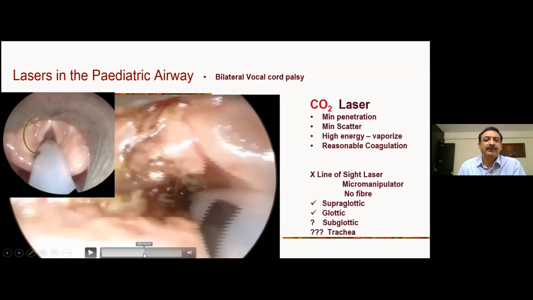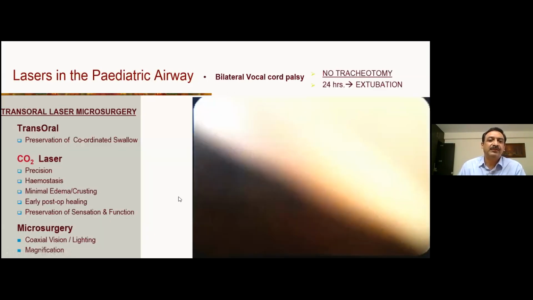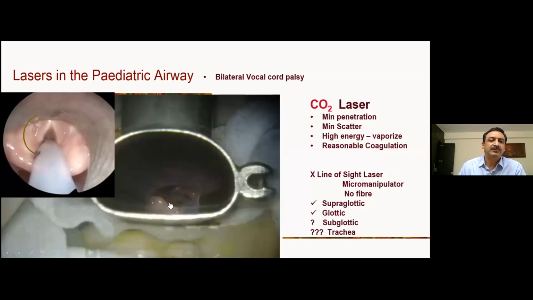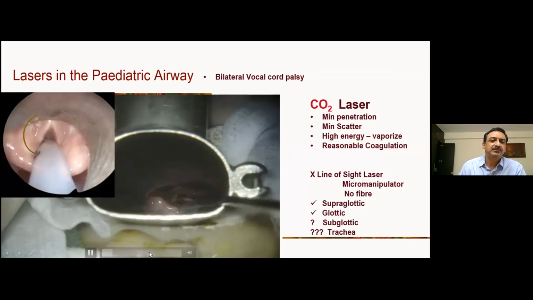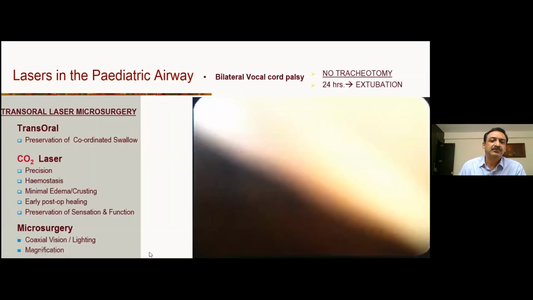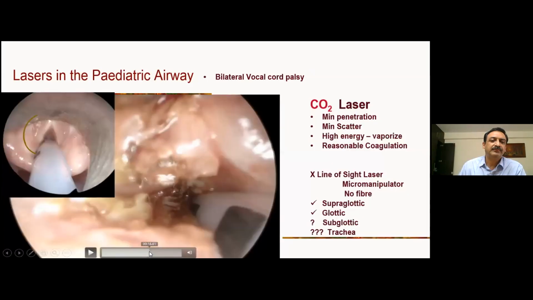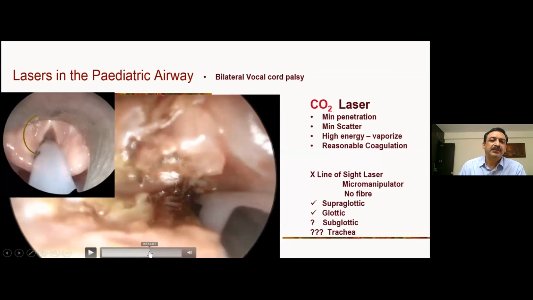So I'll stop it here. And what you can see, sorry, what you can see is the left vocal fold anteriorly and the space which has been created posteriorly. So the left vocal fold will retract anteriorly, the tube's in place, and you get enough airway to be able to extubate your child, and certainly you can avoid a trach.